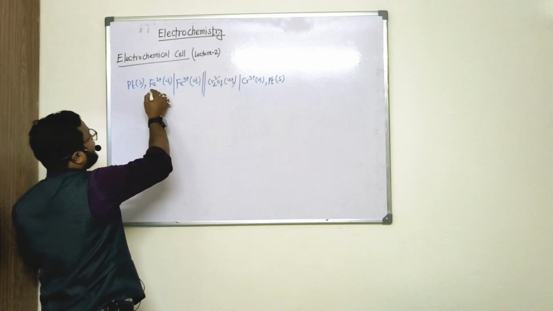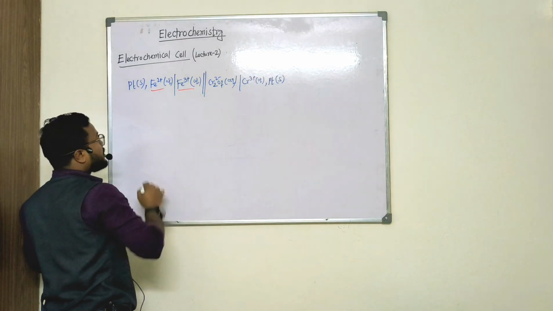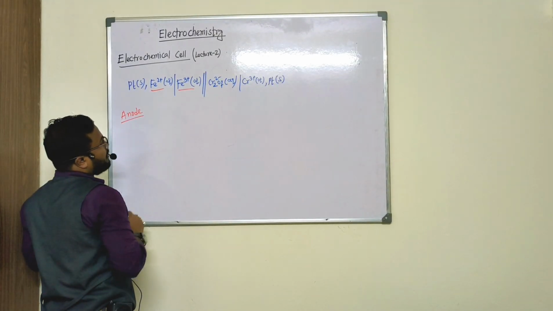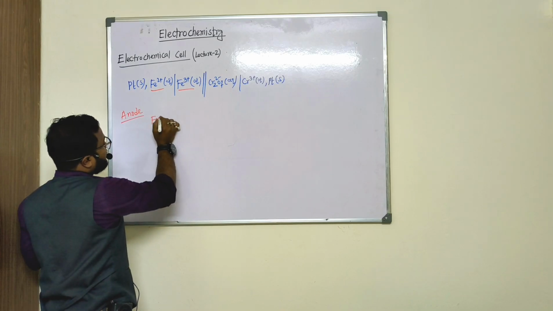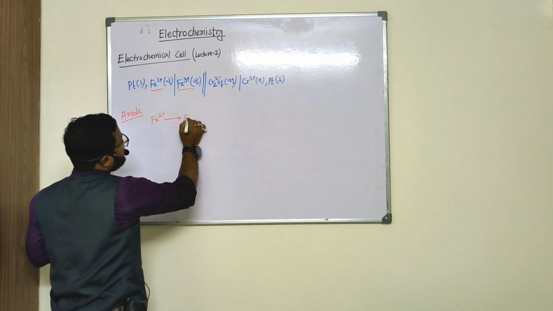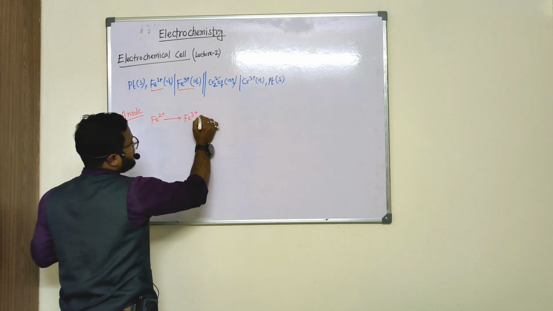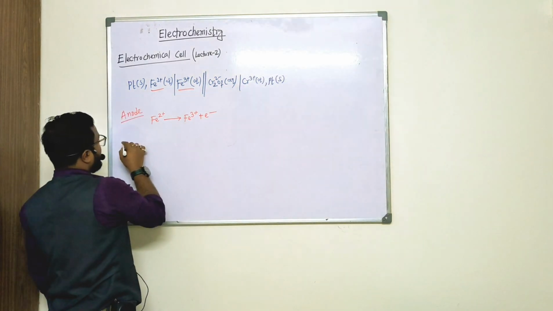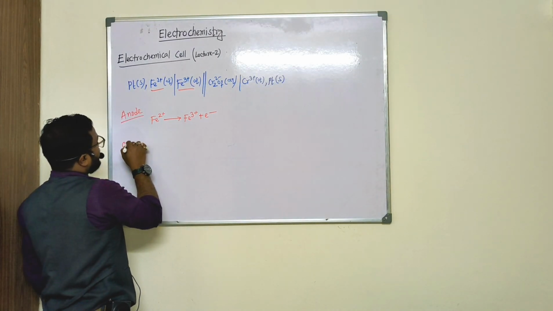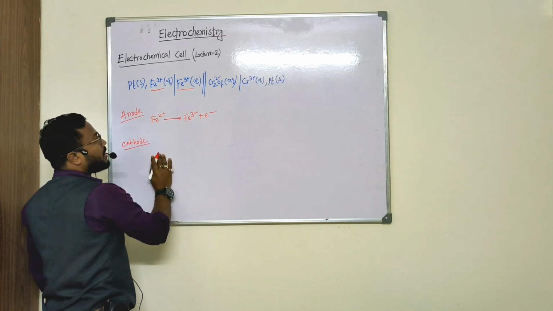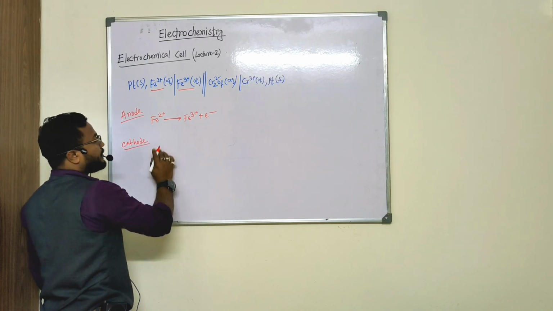Now we are going to balance the reaction and we are going to write its cell reaction. See, left is always oxidation and anode terminal. So in my anode terminal, oxidation happens. So Fe2+ transfers to Fe3+ plus electron. In case of cathode terminal, what is happening? Reduction is happening. In cathode, Cr2O7 2⁻.